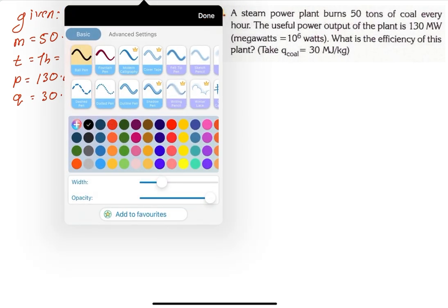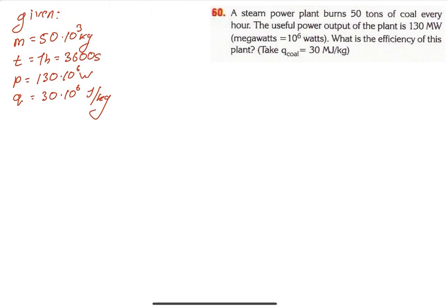And now to solve it, we have to use the efficiency equation. Efficiency is useful work over total heat given to the system, yeah? So work can be replaced with the product of power times time, and Q can be replaced with mass times the Q of the coal.